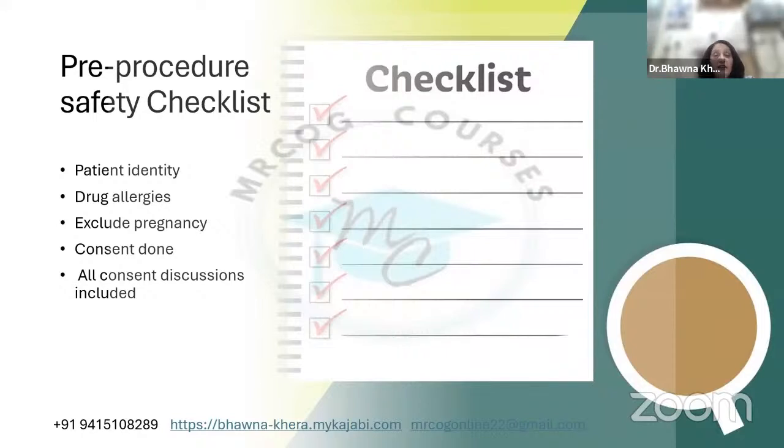Patient identity. You need to check the correct patient. Drug allergies is a very, very important point. Exclude pregnancy, right? So how to exclude? You can do the urine pregnancy test, right?